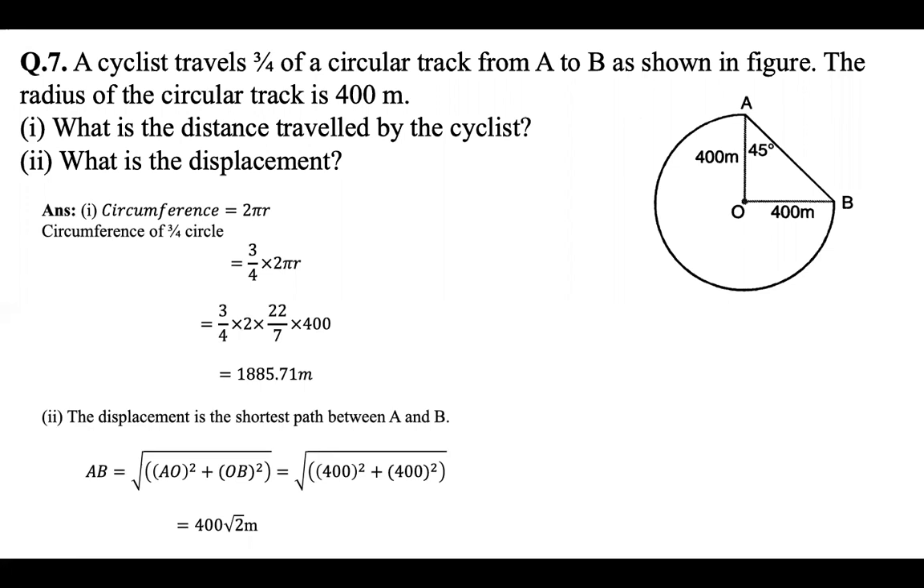So the circumference here is 2 pi r. Circumference of 3/4 circle, the distance अगर निकालना होगा, that will be 3/4 of 2 pi r. So 3/4 into 2 into 22/7 pi को लिख लेंगे, r 400 मीटर है. इसको सॉल्व करेंगे 1885.71 मीटर. Displacement is the shortest path between A and B. So AB is root under AO square plus BO square, or 400 square plus 400 square. That means 400 root 2 meter.